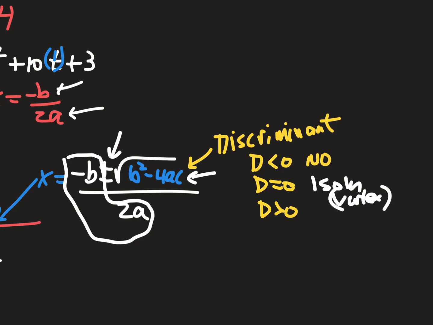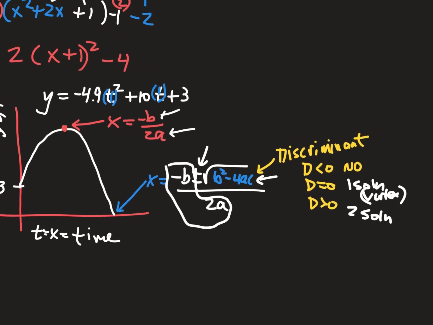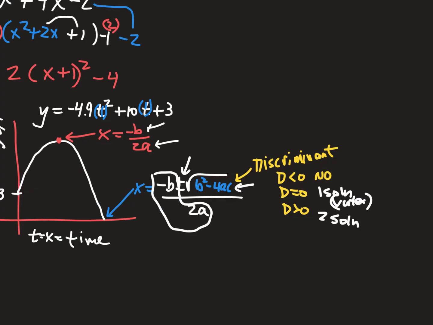And last but not least, two solutions if it's bigger than 0. Because then you're going to do plus it and minus it, and that'll be two separate answers. Okay. That was a lot. And that gets us through most of quadratics part B, which is like the harder stuff.